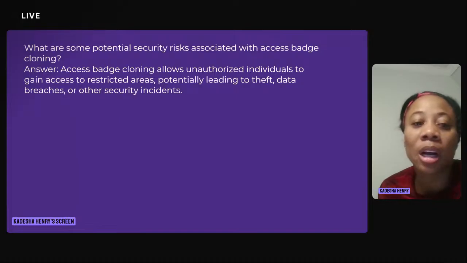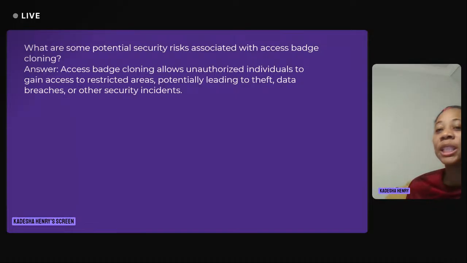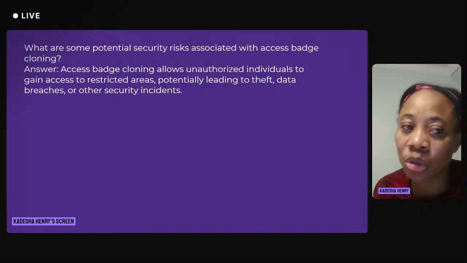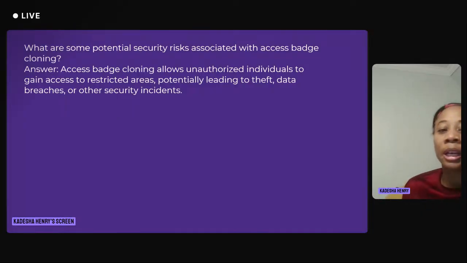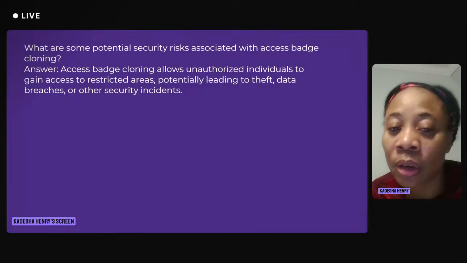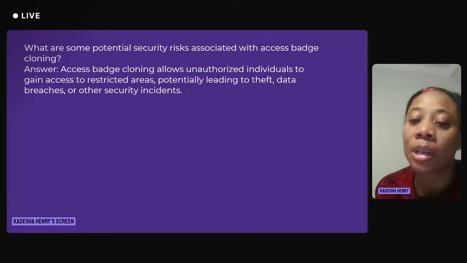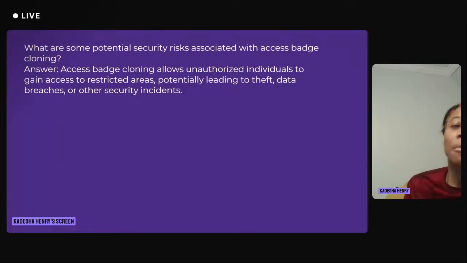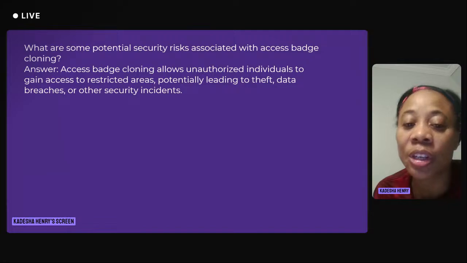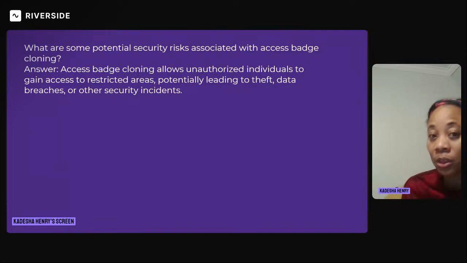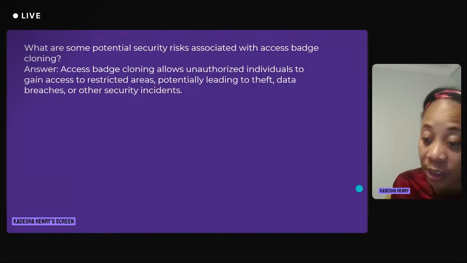Next question, what are some potential security risks associated with access control badge cloning? Access control badge cloning allows unauthorized individuals to gain access to restricted area, potentially leading to theft, data breach, or other security incident. So that is what it creates for them.